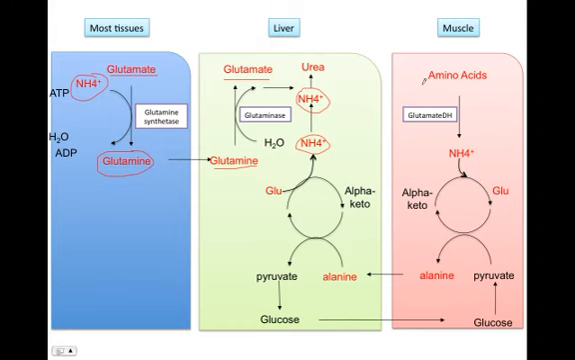Alternatively, in the muscle, illustrated here, is the alanine glucose cycle. Again, you have glutamate dehydrogenase fixing ammonium to glutamate, which can be used in a transamination reaction with pyruvate to generate alanine. Alanine can be released from the muscle, enter into the liver, be transaminated back to pyruvate. This pyruvate can be used to synthesize glucose, and again glucose will be released from the liver and can be oxidized in the skeletal muscle.